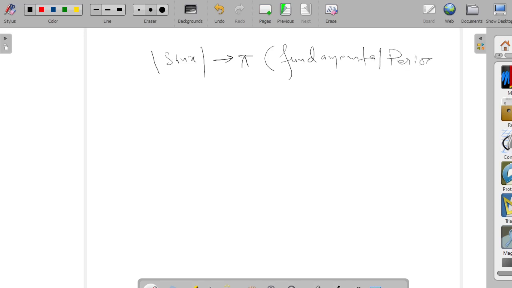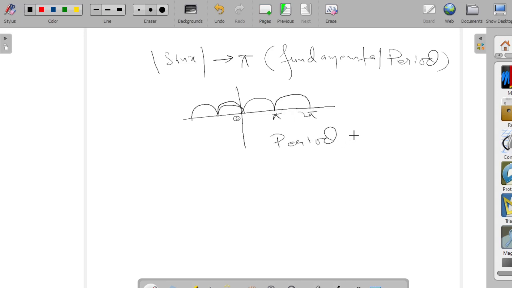Fundamental period of sin x. If we draw the graph of mod sin x, and similarly, here 0, pi, 2 pi. So the period of modulus of sin x is pi. Here f(x) is sin x, mod sin x.